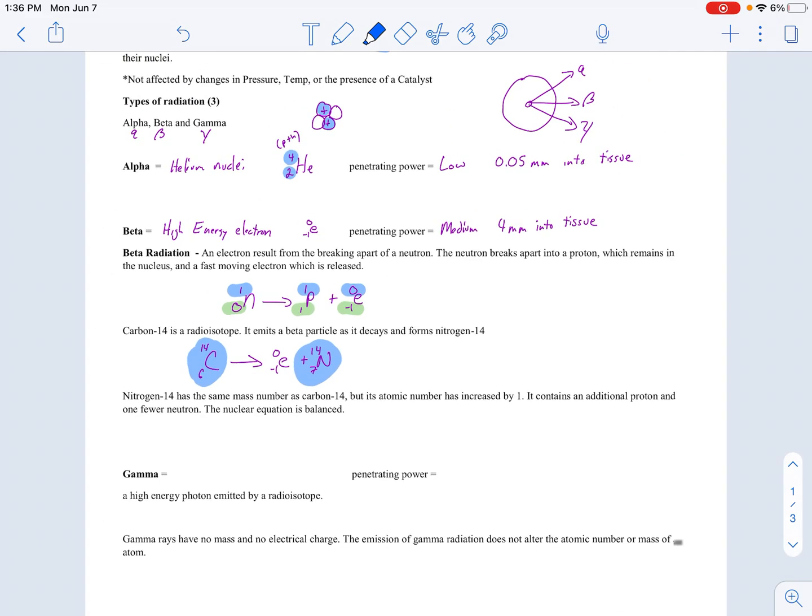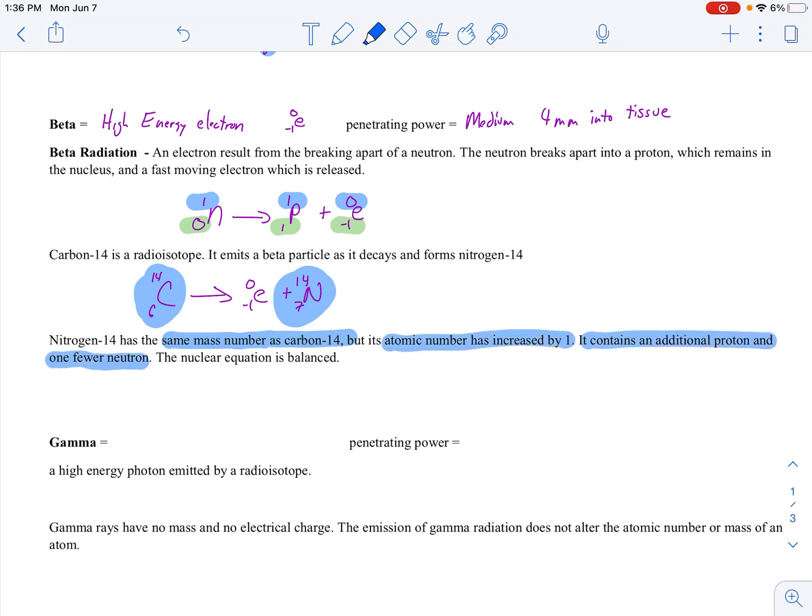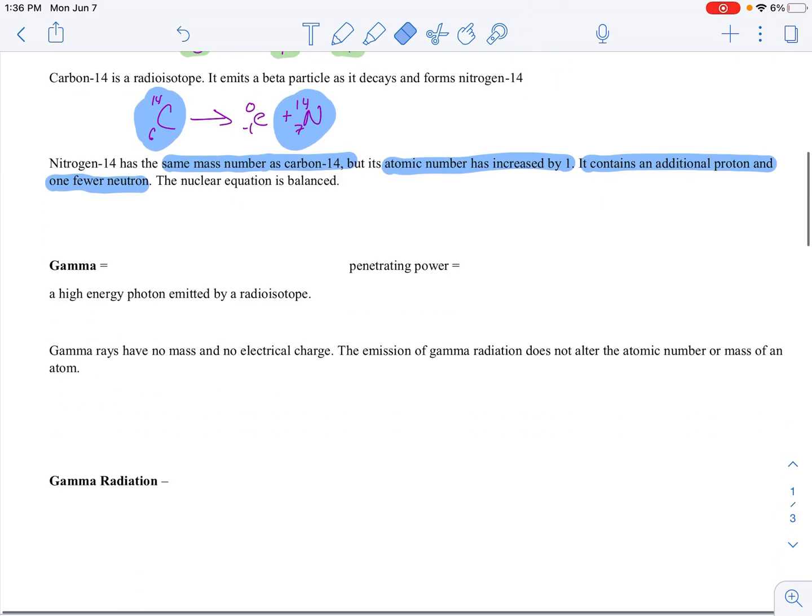All right, so that's kind of what happens. And then I think I wrote out this here. Nitrogen-14 has the same mass number as carbon-14, but its atomic number is increased by 1. It contains an additional proton and 1 fewer neutron. All right, the nuclear equation is balanced. So once again, to balance it, your total mass number on the left has to equal your total mass number on the right, and your total atomic number on the left has to equal your atomic number on the right. You're adding all the pieces put together.